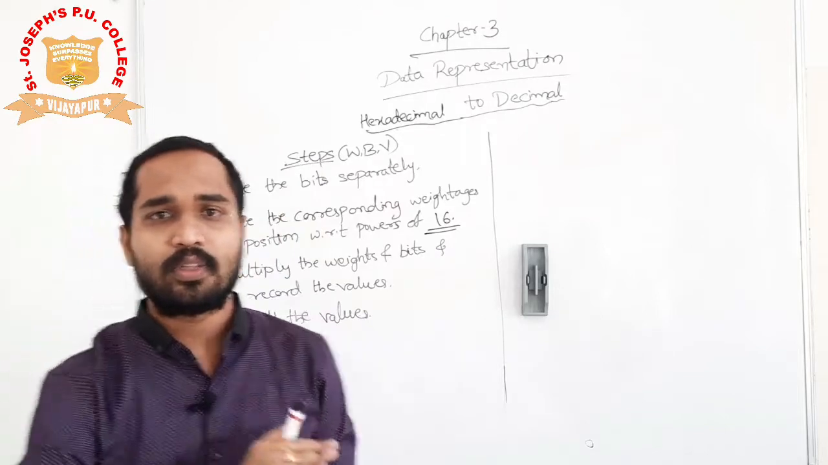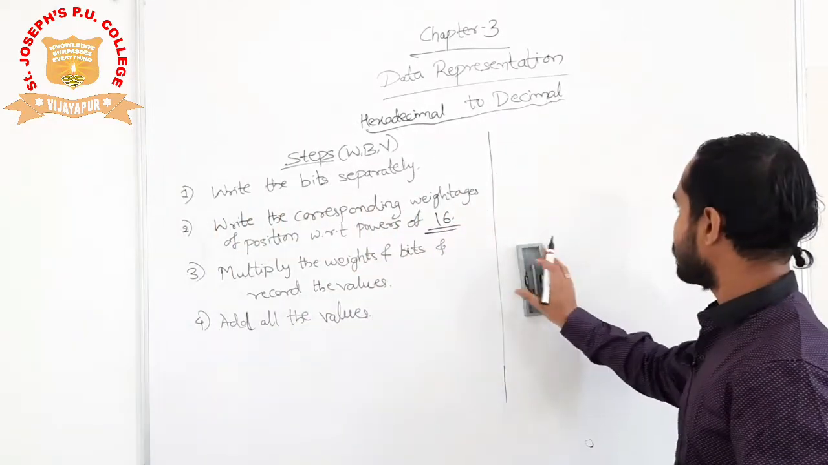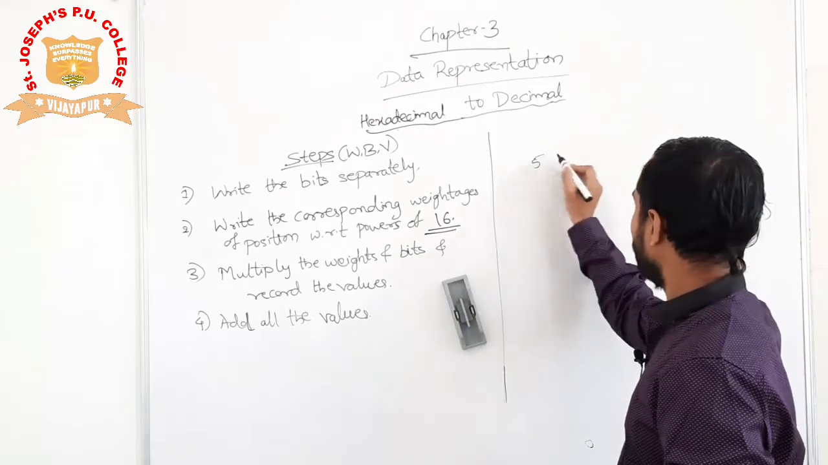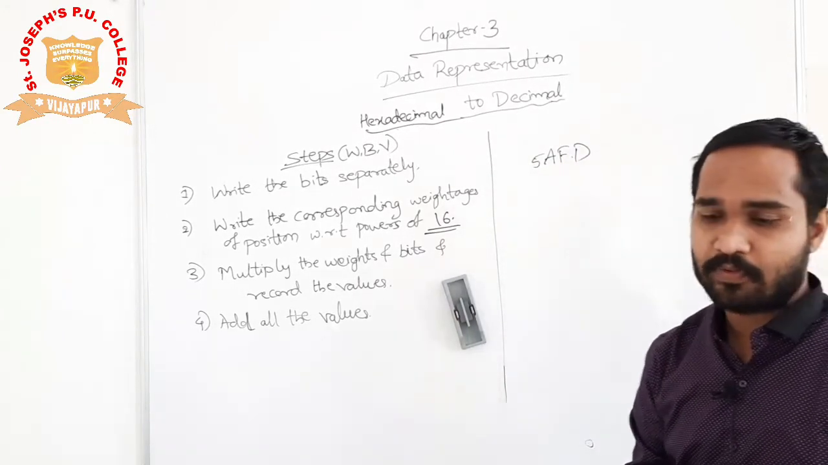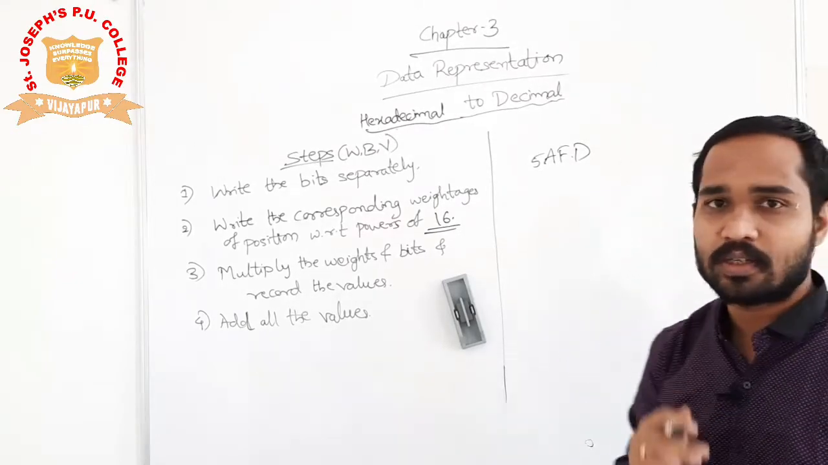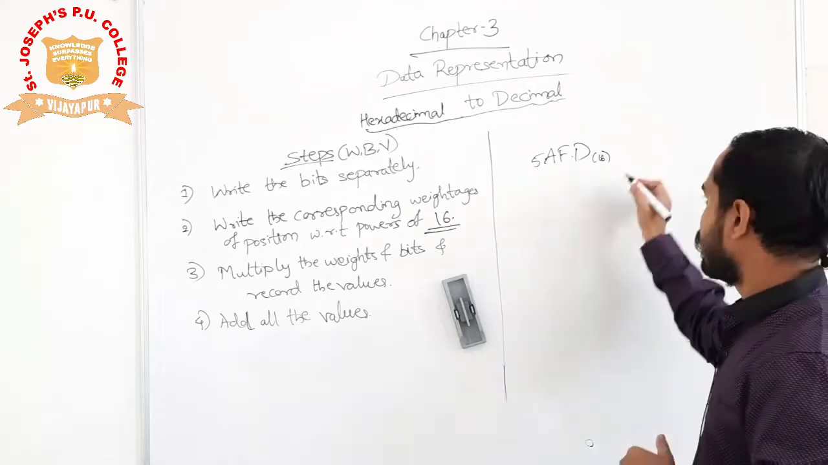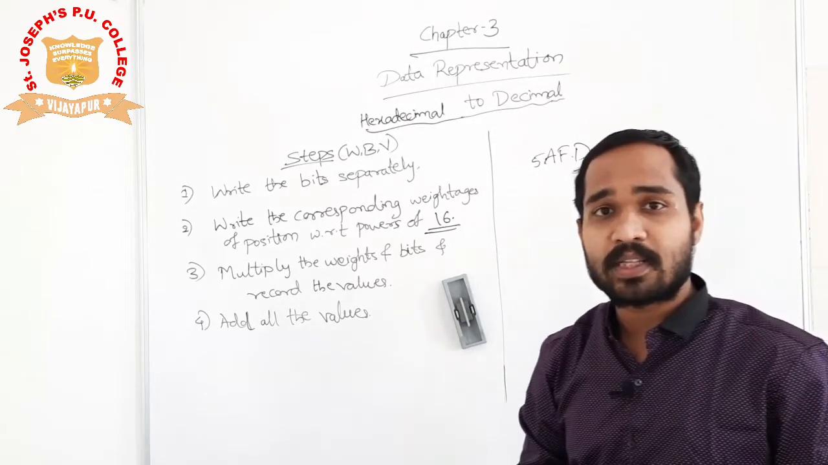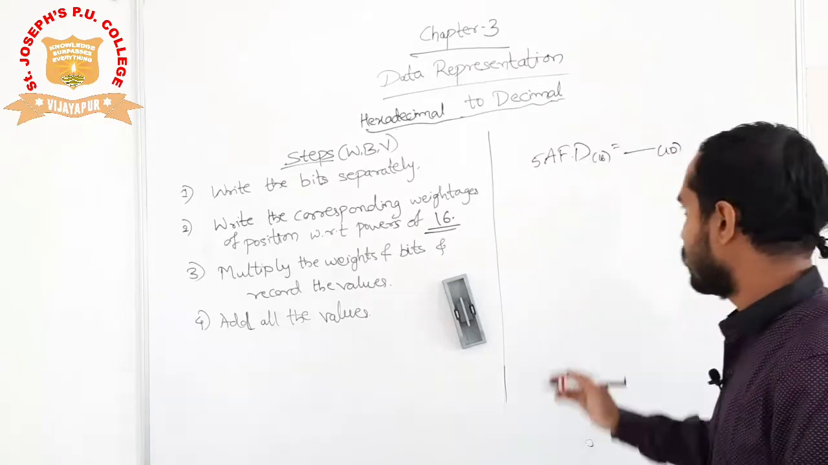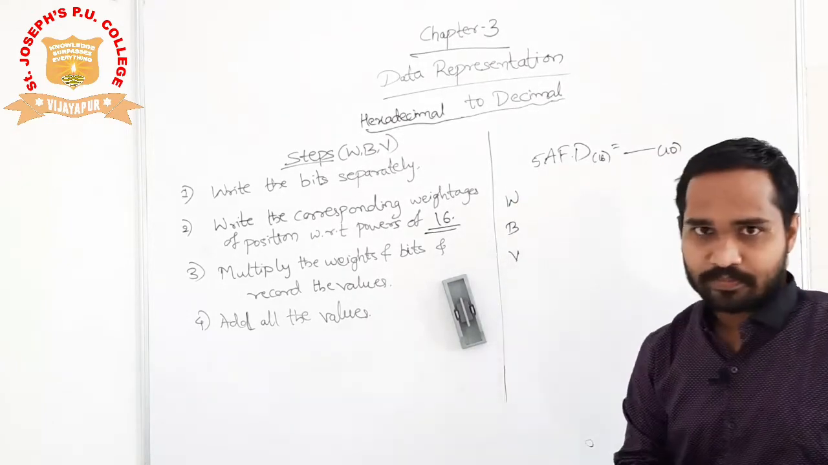So now this takes the steps. Can we have one example for this? 5AF point D. This is the example, 5AF point D. This is which number? A hexadecimal number. I want to convert it to what? A decimal number. Which is the method I have to use? Weights, bits, values.